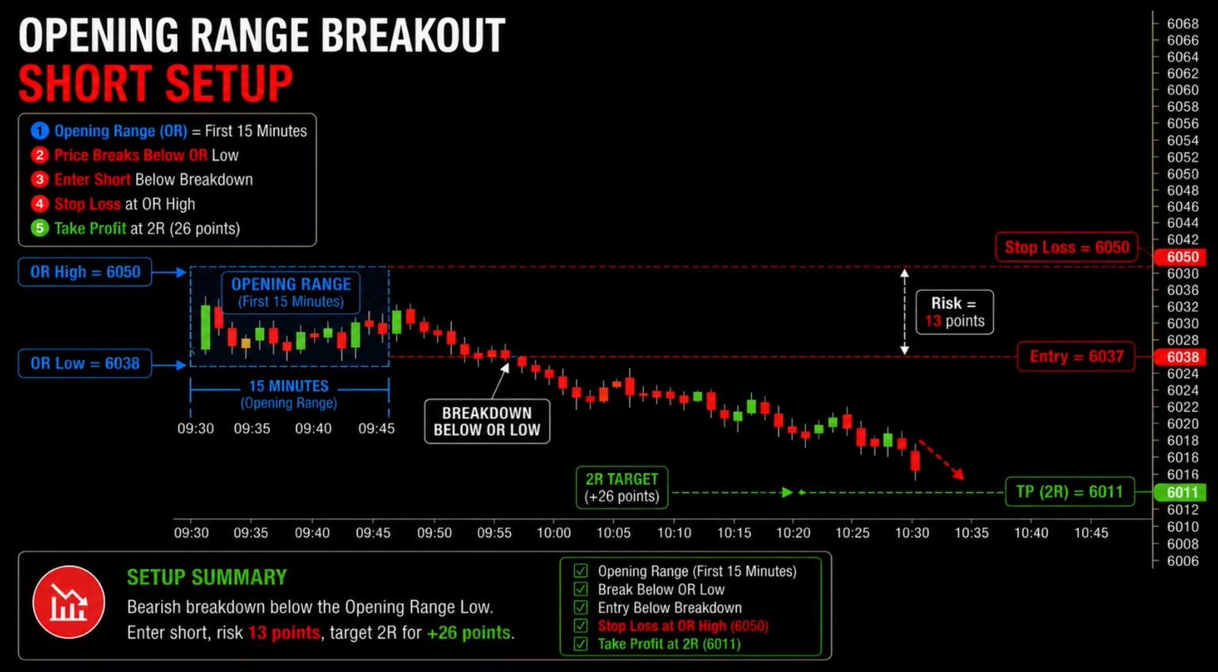Alright guys, this is test number 5 in the opening range breakout series. In the last test, I tested the long only version with a 2R target. For this test, I'm doing the opposite. This is the short only 2R version.